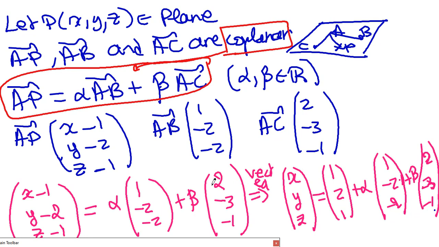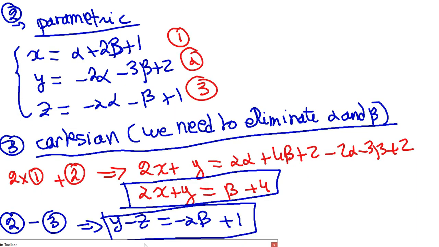Now to write the parametric equation, I just need to write it as equations. So I will write x is equal to 1 plus alpha plus 2 beta, y is equal to 2 plus minus 2 alpha plus minus 3 beta, and z is equal to 1 minus 2 alpha minus 3 beta, or I can even write the constant at the end. So this is the parametric equation, sorry.